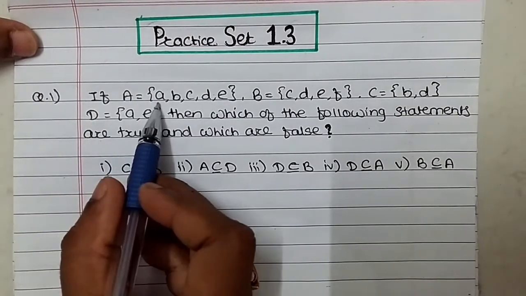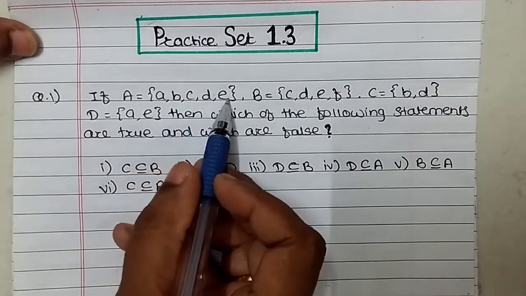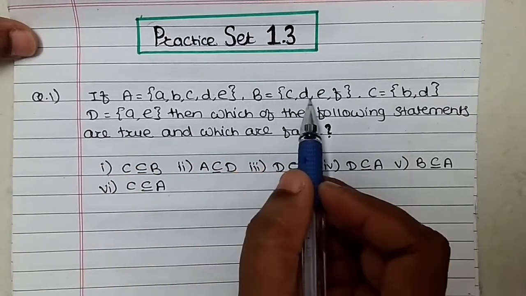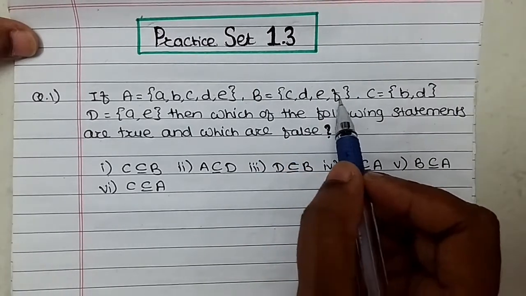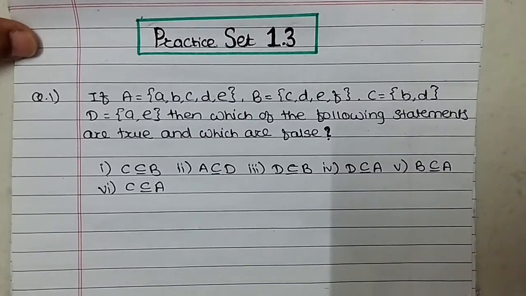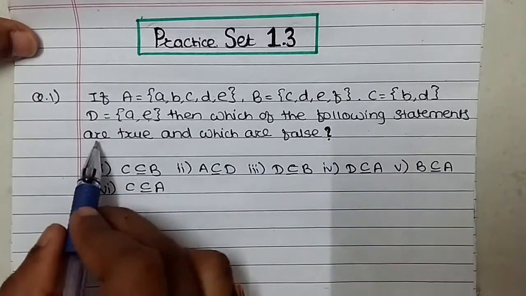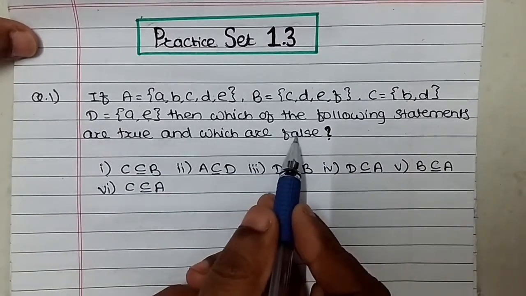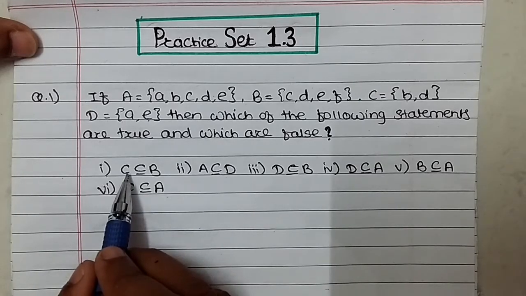The first question is: if A is the set {A, B, C, D, E}, then the B set includes C, D, E, F. The C set includes B and D elements. The D set includes A, E. Then which of the following statements are true and which are false? There are a number of statements given here, so we will check them one by one.